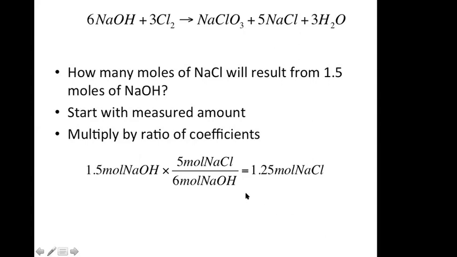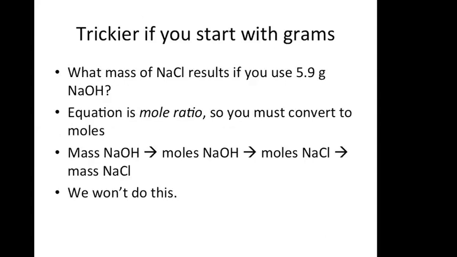Okay, so in chapter 5, they throw in a new twist. And that's because we don't really have an instrument in lab that measures moles. I can measure grams if I put things on a balance, and I can measure volume, I can measure milliliters if I put things in a graduated cylinder, but I don't have anything that measures moles. So a lot of times we'll start with grams and we'll say, well, what if I had 5.9 grams of sodium hydroxide instead of 6 moles of sodium hydroxide? How does that change things?